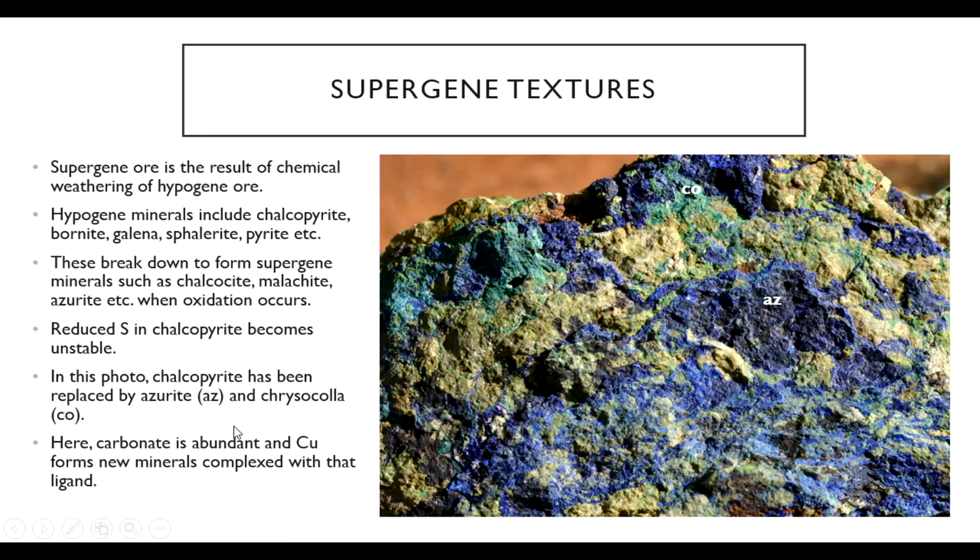And then they break down to form these secondary ore minerals, things like chalcocite, malachite, here is nice green malachite. The blue is azurite. So we've got these secondary copper minerals. They're reduced in sulfur. And then we get these sort of textures where we have replacement of azurite and other secondary minerals. We might have some carbonate floating around. These supergene rocks are very friable. They'll break up easily.